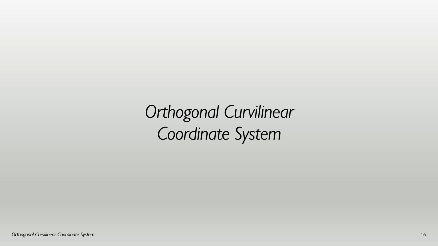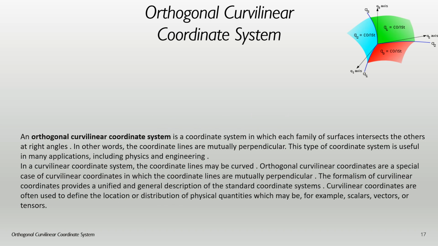Coming to the orthogonal curvilinear coordinate system. An orthogonal curvilinear coordinate system is a coordinate system in which each family of surfaces intersects the others at right angles. In other words, the coordinate lines are mutually perpendicular. This type of coordinate system is useful in many applications, including physics and engineering.